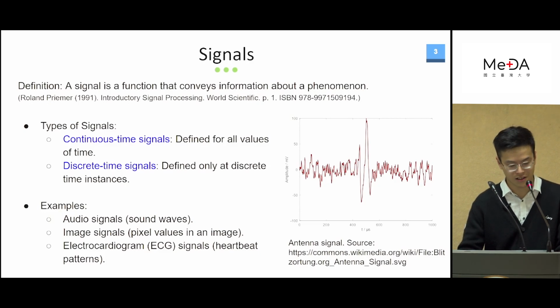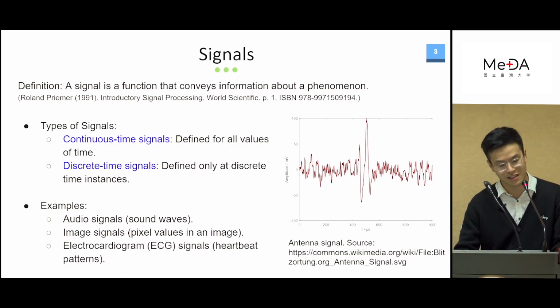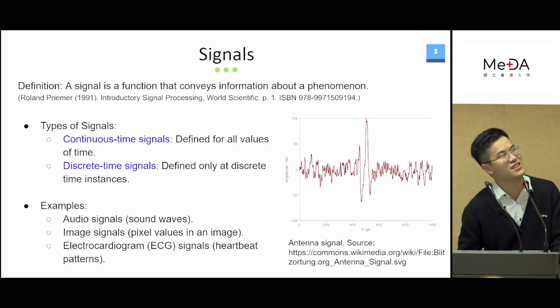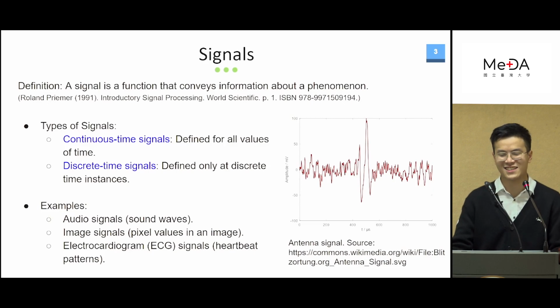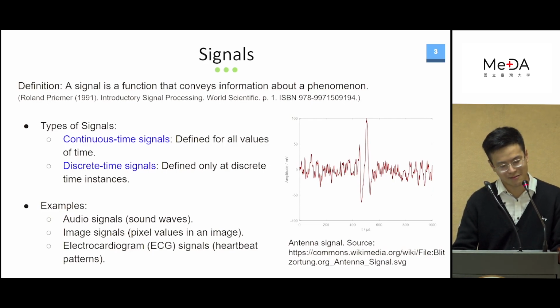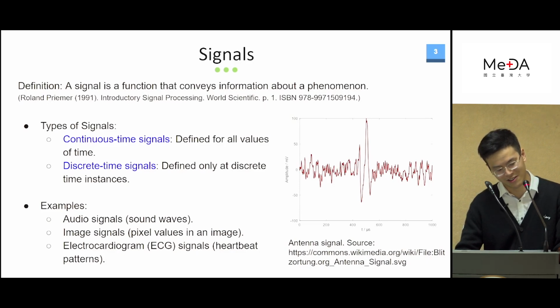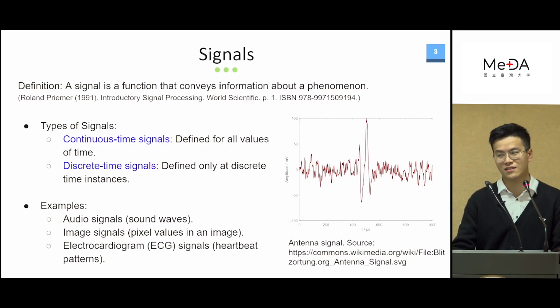For example, we have audio signals, and we have image signals, which usually we wouldn't call an image a signal because it's kind of weird. But an image can be thought of as a function in which each pixel is assigned a value, for example some kind of intensity or color. So an image can be considered a signal.